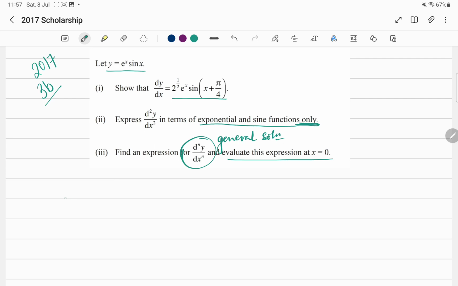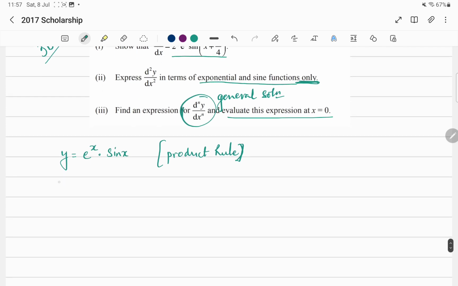Right, so let's start with the equation which is given to us. y equals e to the power x sine x, and we'll have to use the product rule here. Okay, so let's do that. dy over dx will be equal to first times differentiation of second plus second times differentiation of first. That gives us e to the power x times cos x plus sine x.